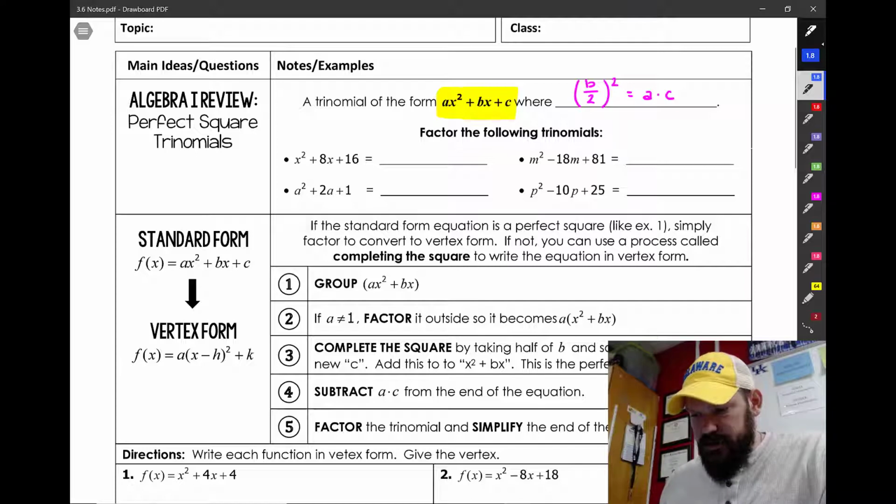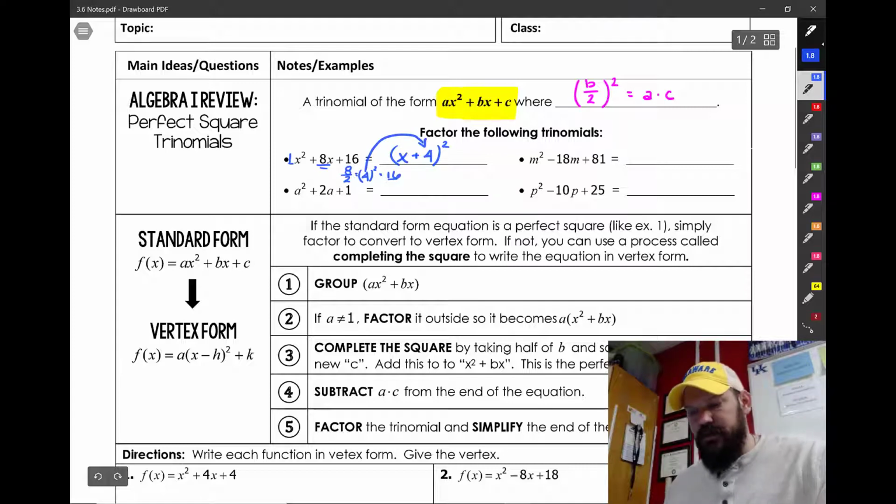So looking at this, the middle term is 8. If I divide 8 by 2, I do get 4. And then when I take 4 and I square it, I get 16. Well, my value for a is 1, my value for c is 16, and 1 times 16 is 16. I notice that my middle term, when I cut it in half and then square it, is also 16. So that indicates that this is a perfect square trinomial. The way that factors is just going to be x plus 4 quantity squared. That 4 comes from when we cut that middle term in half.